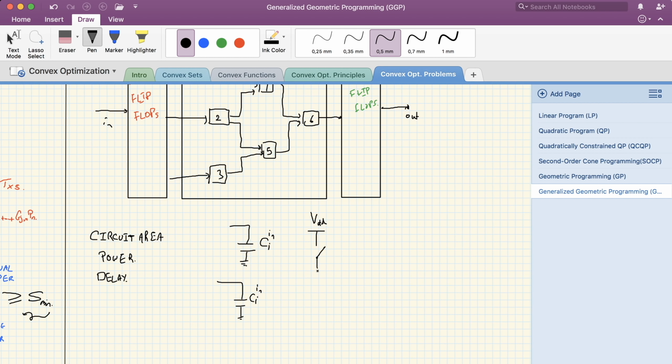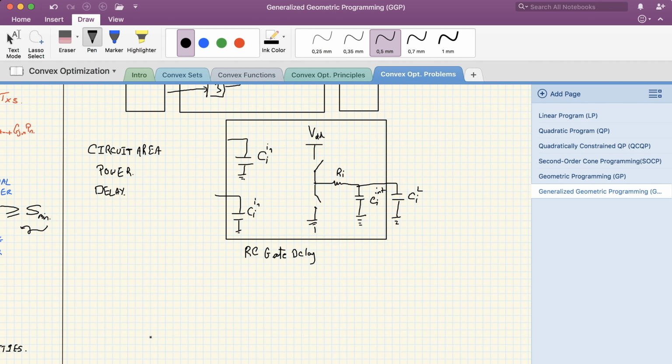Got a certain switch, got an RC component, the ground, and a C to the load. So a CI, a load, CI, these are called intrinsic capacitors. Those are the input capacitors, and this is an input resistor. Also got a switch right here, the ground. If you do a bit of circuit analysis, the delay in this gate happens to be of the following form.